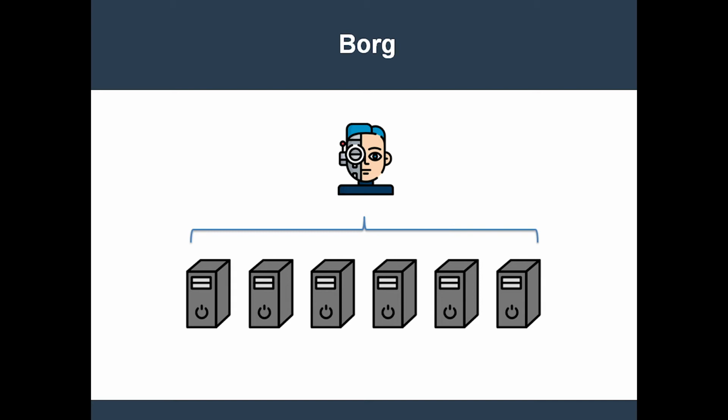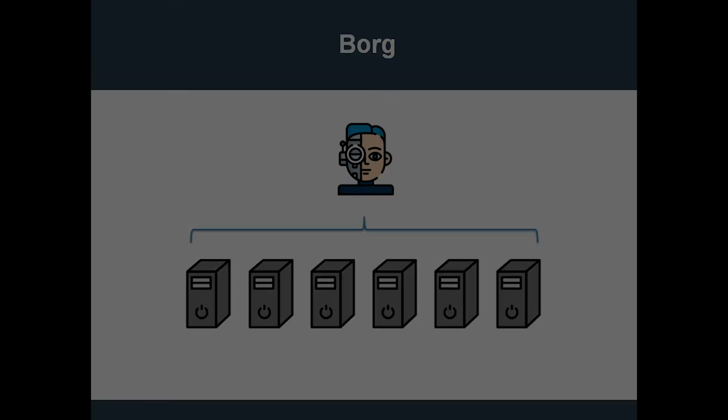In other words, Borg made it much easier for a small team of engineers to run applications that were distributed across many machines. Borg was Google's secret sauce. It helped Google to do things with an efficiency and scale that other companies could only dream of.